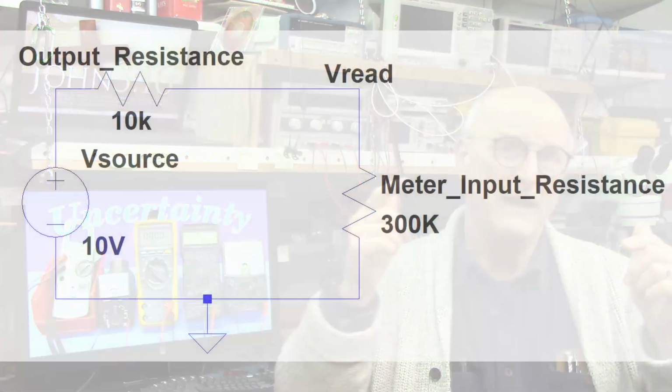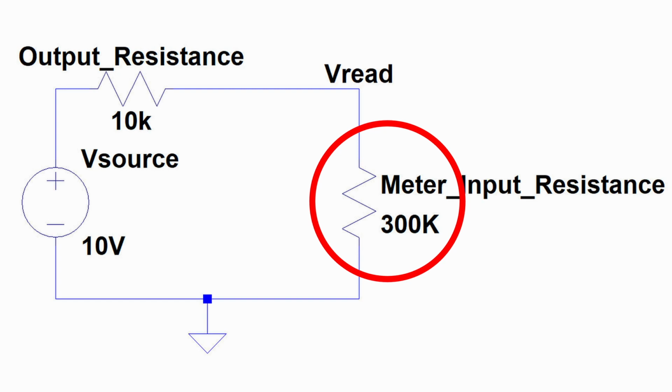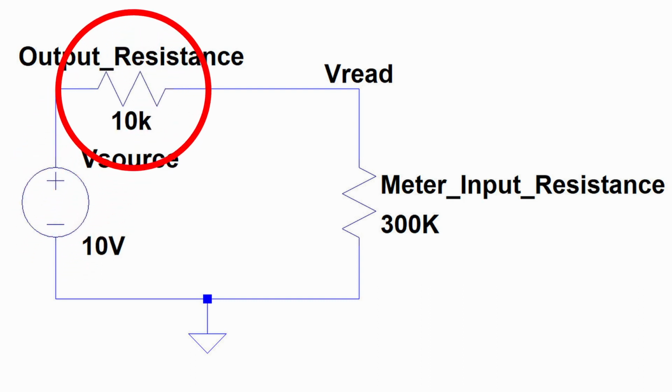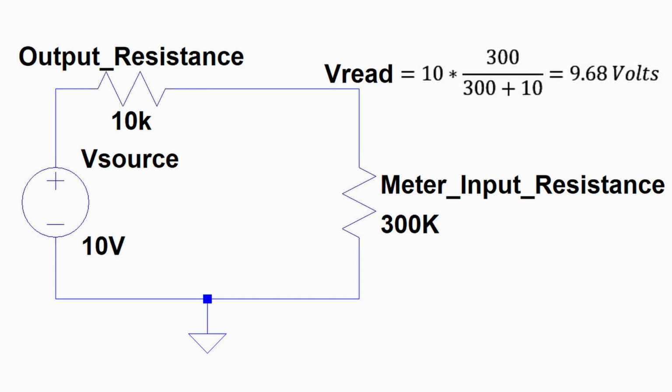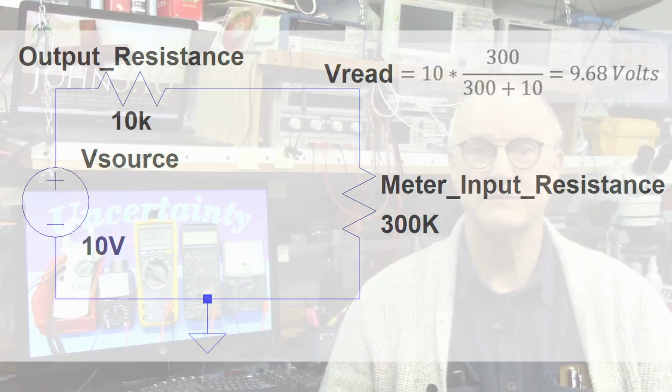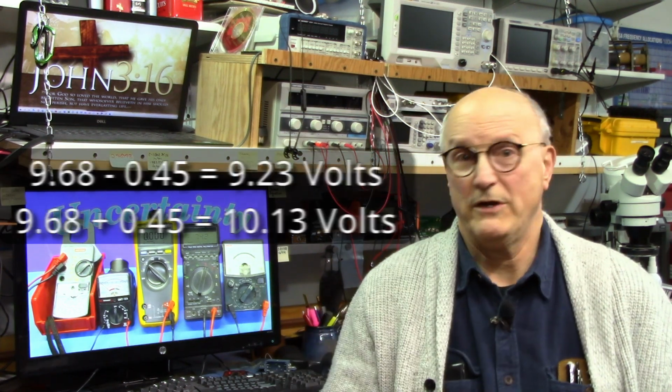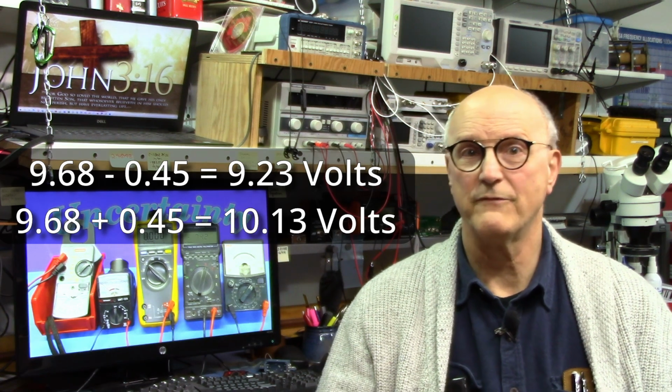The input resistance of the meter forms the output resistance of a voltage divider. So the 10 volts with an impedance of 10 k ohms is the input resistance of this voltage divider. So our meter will read 10 times 300, all divided by 300 plus 10, or 9.68 volts. If, of course, it's perfect in its own tolerances. But being a 3% full-scale meter, it could read anything from 9.23 to 10.13 volts.